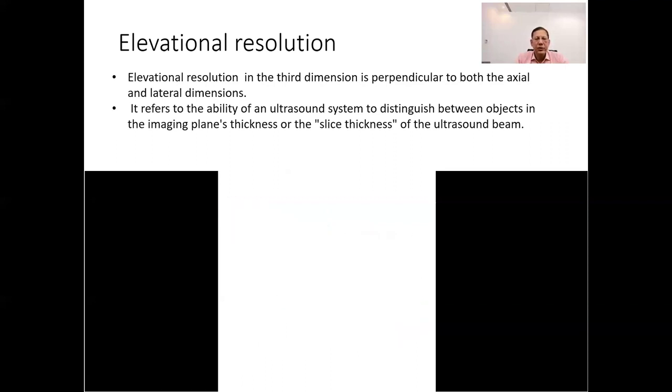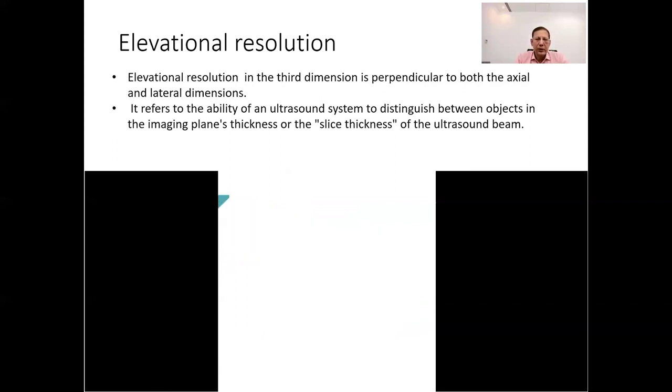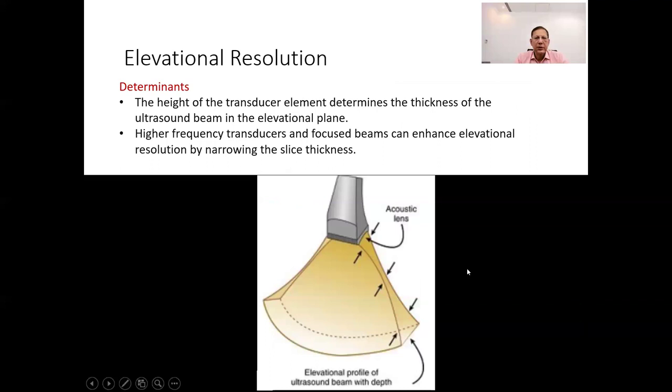Elevational resolution is dependent on the height of the transducer element, in much the same way that lateral resolution is dependent on the transducer element width. The height of the transducer element determines the thickness of the ultrasound beam. In the elevational plane, a smaller height leads to a thinner imaging slice, which improves elevational resolution. Higher frequency transducers and focused beams can enhance elevational resolution by narrowing the slice thickness.